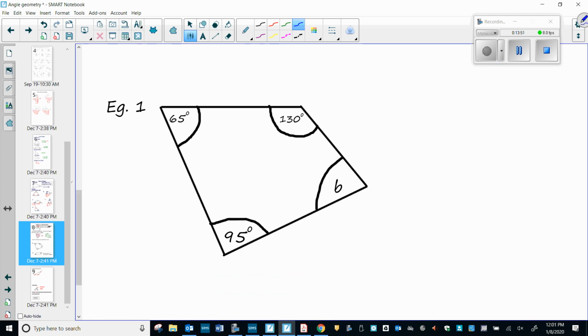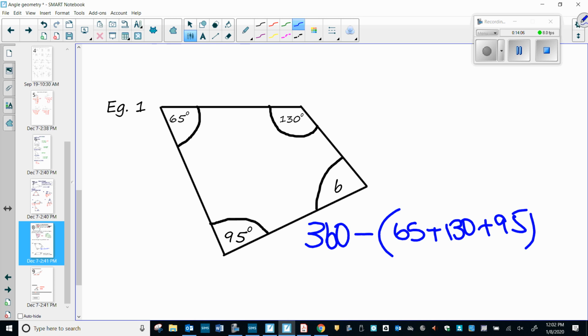So if we had this shape here, how would we find B? You add up all the angles given, and then you do 360 minus that number, which equals B. Pardon? Minus. X shall equal 120.